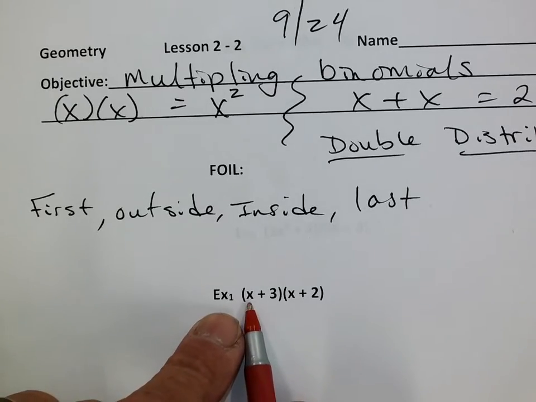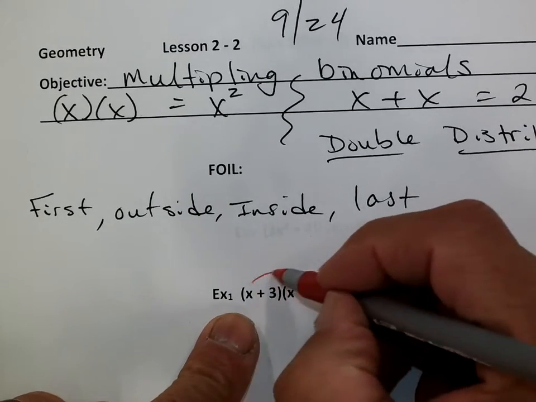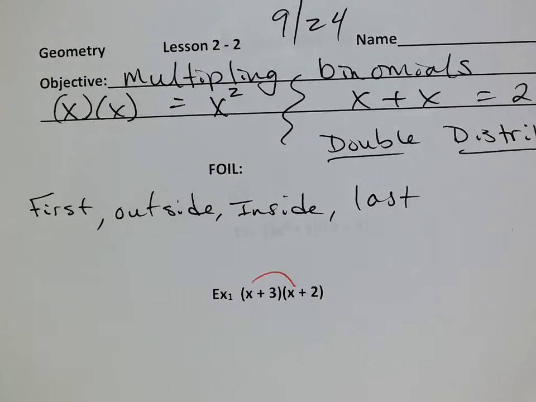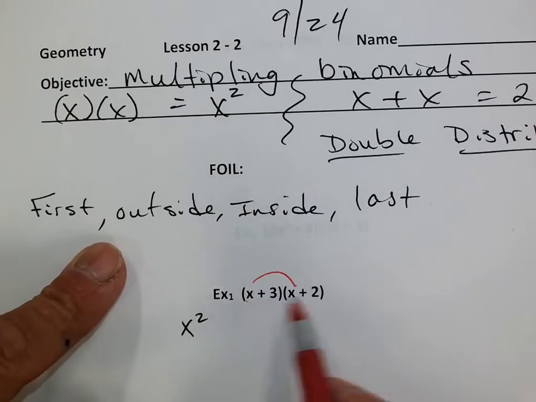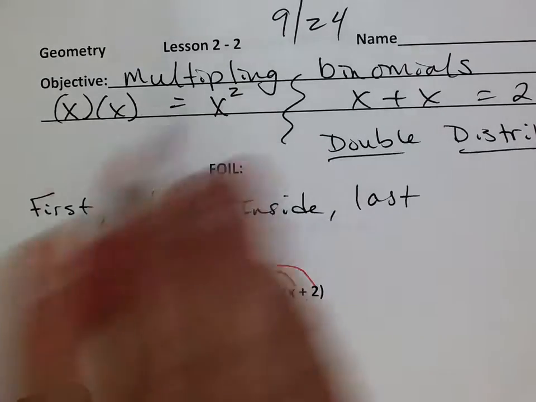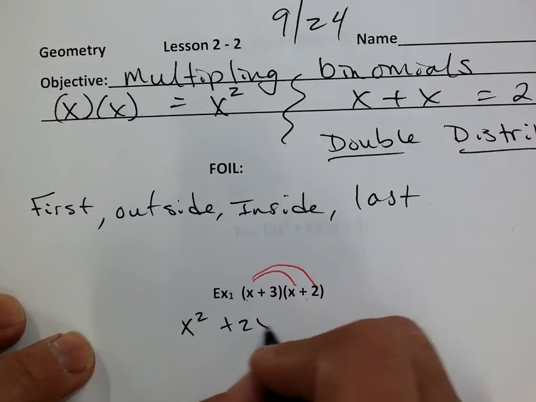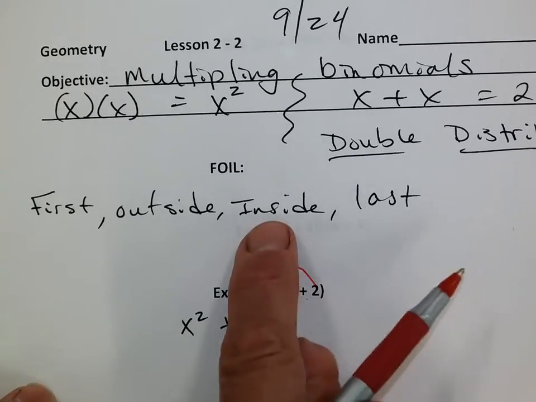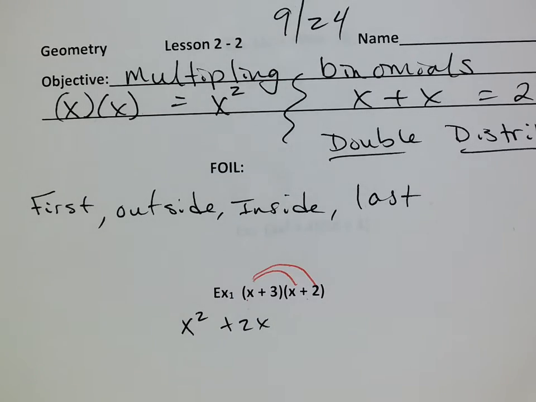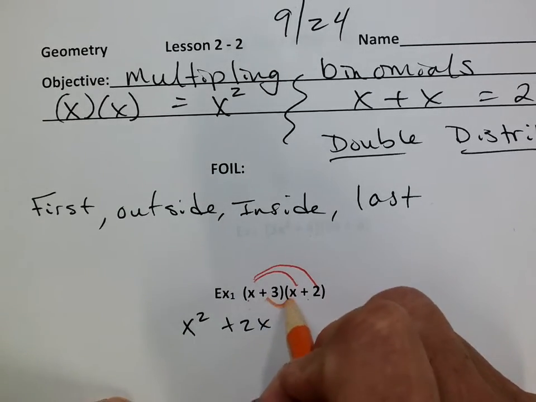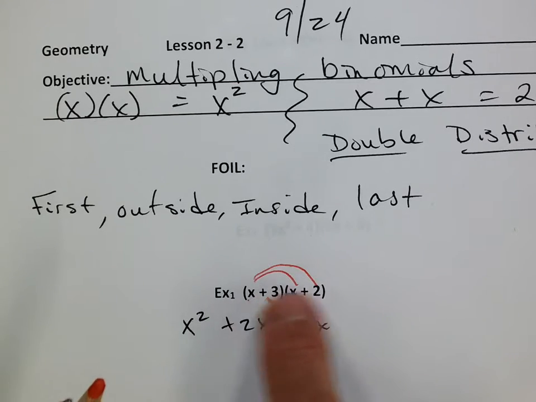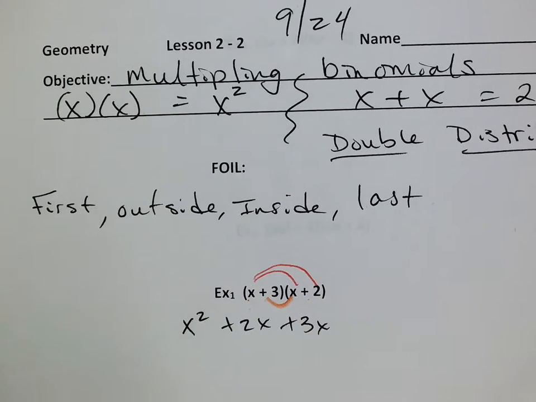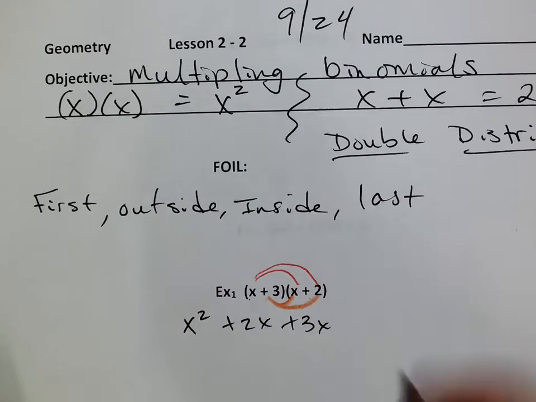These are the first two terms. X is the first term, x is the first term, so I go x times x. And I get x squared. Outside, I go x, and the 2 are the outside terms. X times a positive 2 makes a positive 2x. Inside, so I'm going to go the inside terms. I'll go 3 times x, and I get a positive 3x. And then last, that's the last term of that binomial. So 3 times 2 is a positive 6.